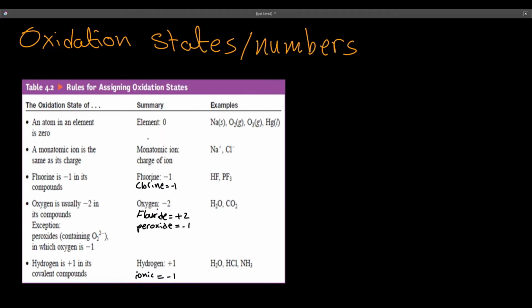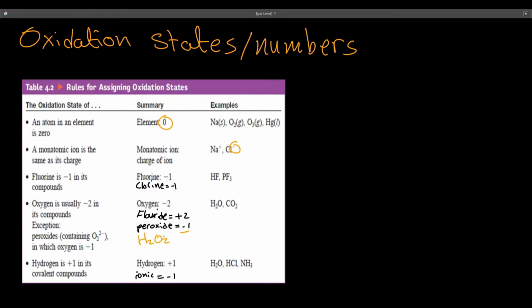So for a neutral atom, it will always be 0. And for an ion, it will always be equal to its charge. Some elements have their own rules, such as fluorine and chlorine, which will always be -1. Oxygen has 3 rules. It will most likely be -2. However, if it is in a compound with fluoride, it will be +2. And in a peroxide, such as H2O2, it will be -1.